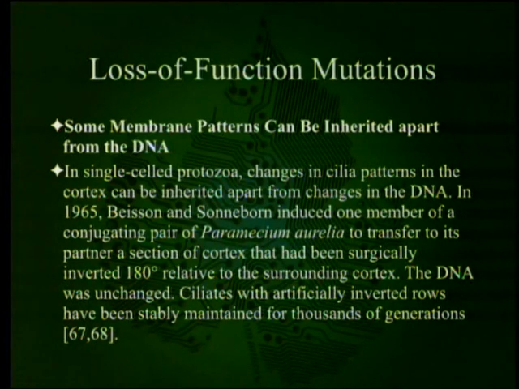In 1965, Beisson and Sonneborn induced one member of a conjugating pair of Paramecium aurelia. Paramecium, you may remember, is a little organism in pond scum that is covered with cilia, to transfer to its partner a section of cortex that had been surgically inverted 180 degrees relative to the surrounding cortex. That must have been some really demanding surgery.